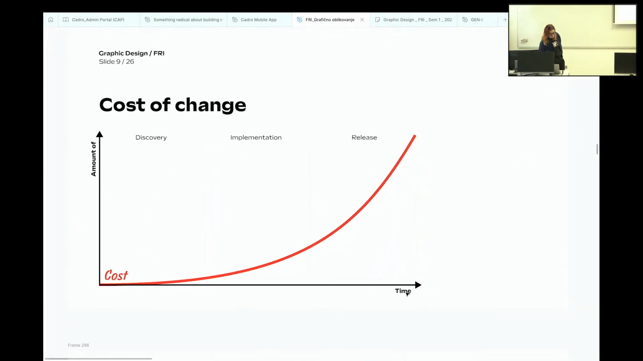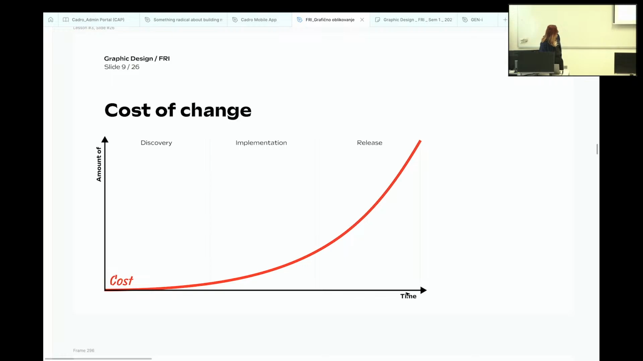Okay, so why are we doing discovery? Usually we do the discovery in the beginning, and then we do implementation, then we release it to the public, right? We go into production. And I don't know how much experience you already have in this space, if you're working or not, but fixing things in production is much more expensive than fixing things when we're still in discovery. So this is about cost.